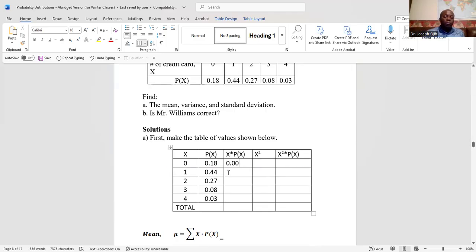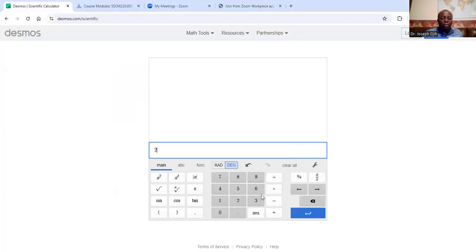1 times 0.44 is 0.44. So we follow that process to get the rest of this. 2 times 0.27, let's get it on the calculator. 2 times 0.27, you got 0.54.